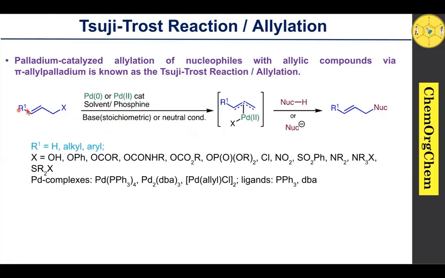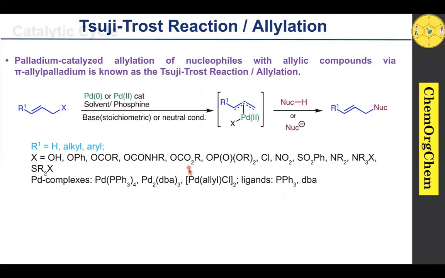So R1 can be hydrogen, alkyl or aryl. In the case of X, there are a lot of leaving groups that can be useful for this Tsuji-Trost reaction. In the case of palladium complexes, tetrakis(triphenylphosphine)palladium and tris(dibenzylideneacetone)dipalladium, these two complexes are commonly used for this Tsuji-Trost reaction. In the case of palladium 2 complexes, we need suitable ligands such as triphenylphosphine or dibenzylideneacetone.